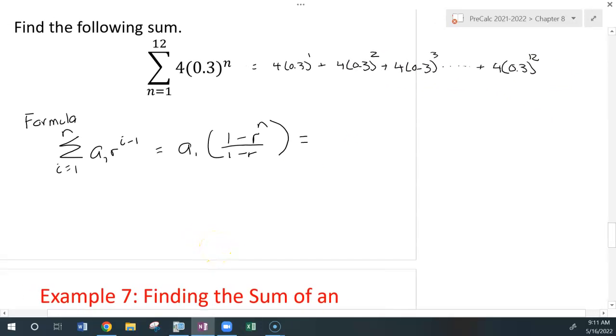I know a sub 1 is 4. 1 minus, what's r? Well, r is 0.3 right there. So 0.3 to the n, n is 12, over 1 minus 0.3. And then our answer is approximately 1.71.